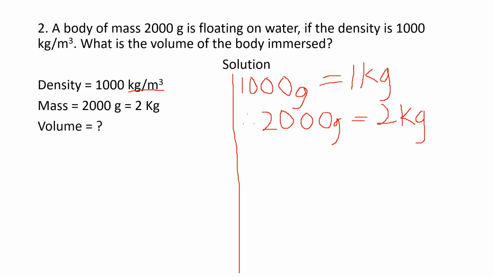Now, volume, we don't know. That's what you want to find. So how do you get the formula for volume? Let's quote the density formula. We said density, which is rho, equals mass m all over volume v. So let's multiply both sides by v.